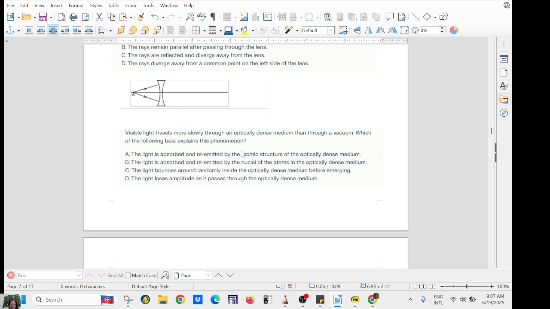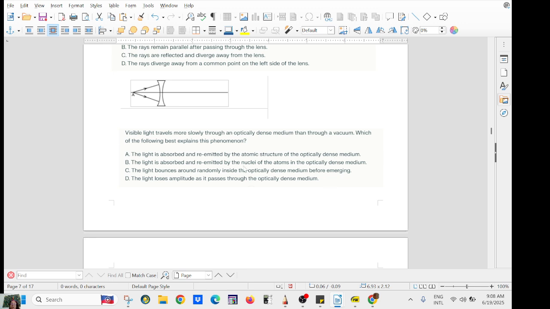So what's happening at an atomic level is that the atoms of the dense medium absorb the photon and re-emit it. The denser the material, the more packed the atoms are, so it will delay even more. It's absorbed by the electron. The electrons go to a higher level of energy, and then when they move back, they emit that photon back.